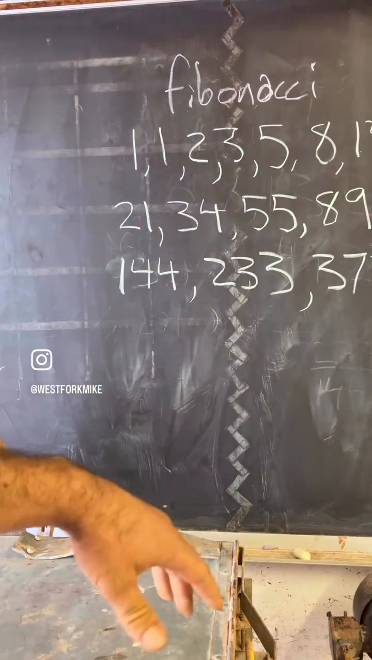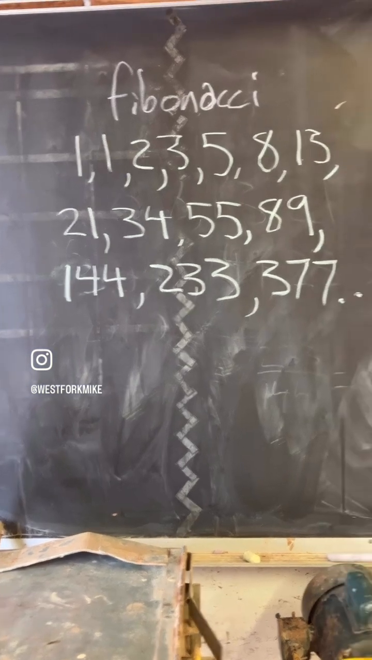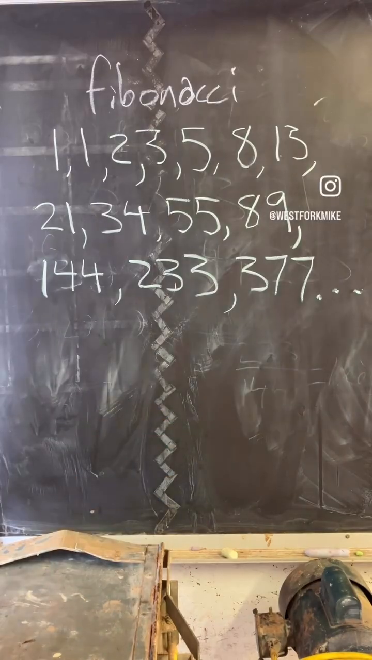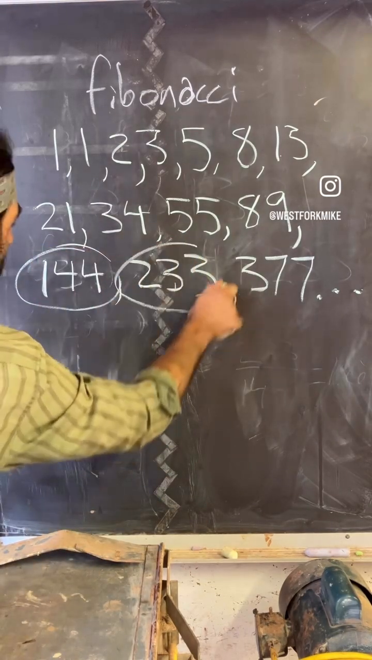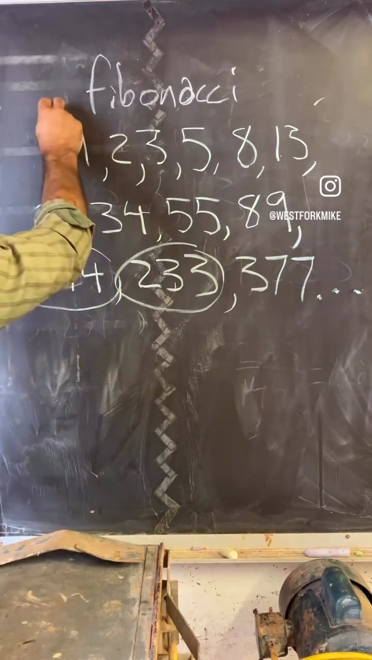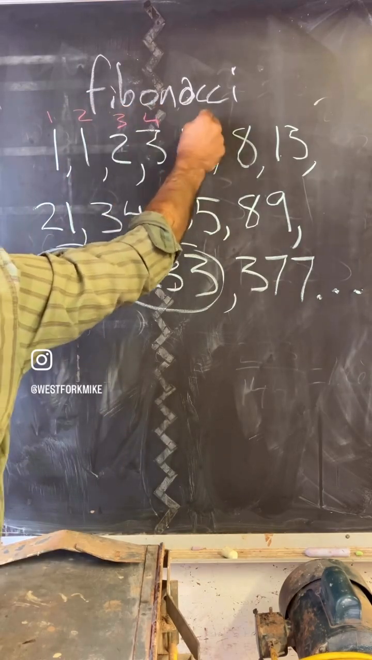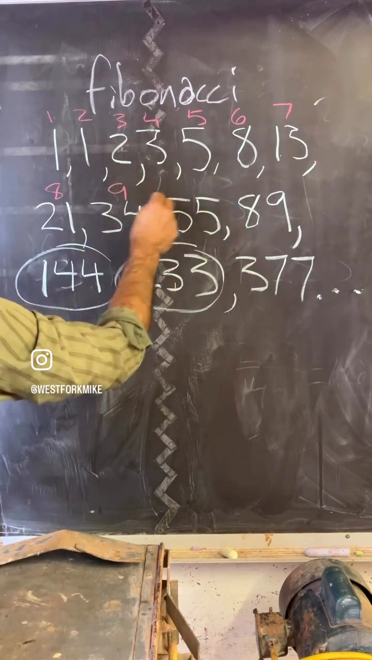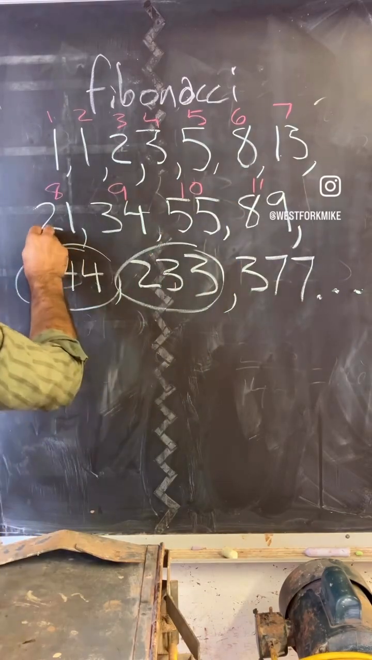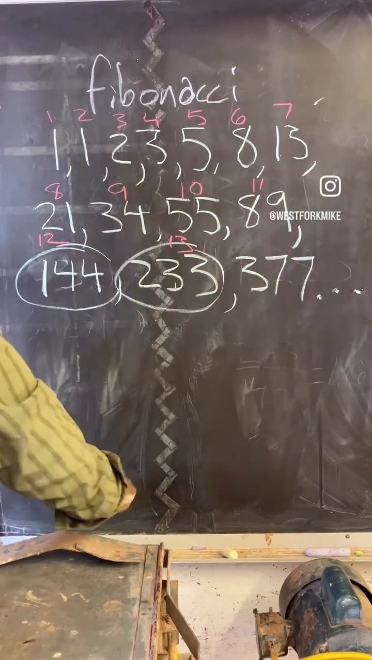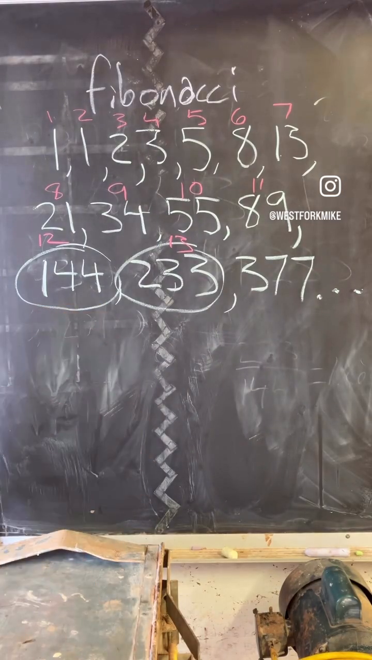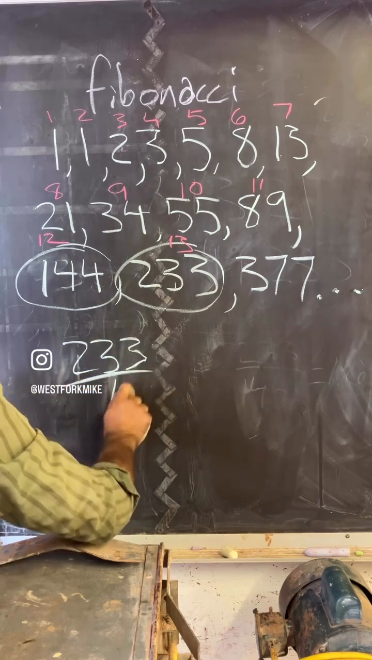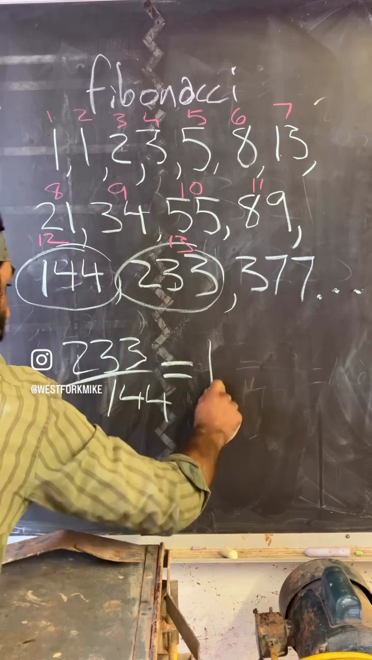I could go on forever, and they've actually made computer software to do this, but we only need to go this far, which is, check it out, 1, 2, 3, 4, 5, 6, 7, 8, 9, 10, 11, 12, 13. If we take the ratio of 233 over 144, that equals 1.6.